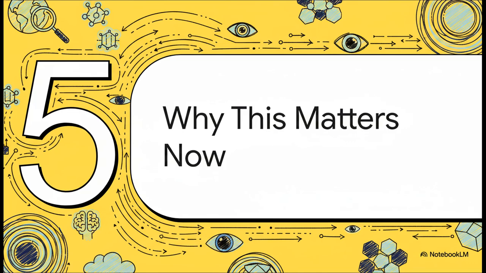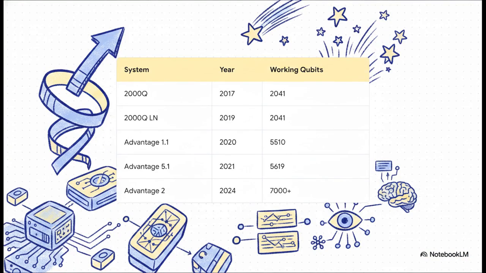Okay, this one example is fascinating for sure, but why does this matter to you right here, right now? Let's zoom out a little and look at the bigger picture of where all this is going. This technology is not standing still. I mean, just look at the raw growth in D-Wave's hardware. Back in 2017, they had a system with just over 2,000 working qubits. Fast forward to 2020, and that number jumped to over 5,500. And today, they're pushing past 7,000.